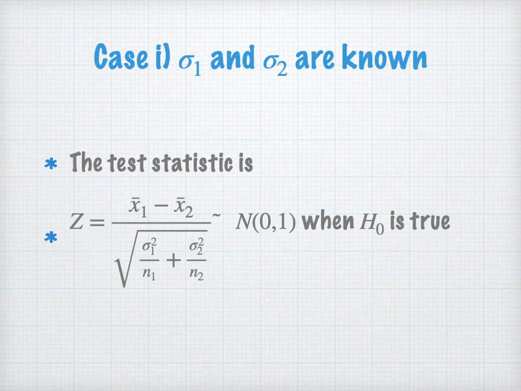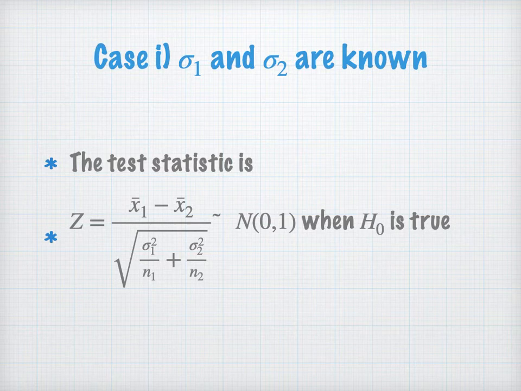The first one is case 1, where sigma 1 and sigma 2 are known. This is comparatively a simpler case. If we know the standard deviations, we don't have to compute them from the sample. We just have to compute the sample means. So the test statistic is as follows: z is equal to x1 bar minus x2 bar divided by root of sigma 1 square divided by n1 plus sigma 2 square divided by n2. This follows a standard normal distribution under H naught.